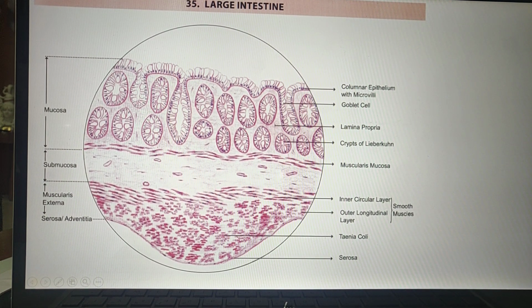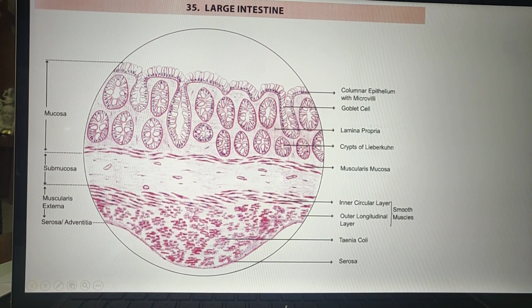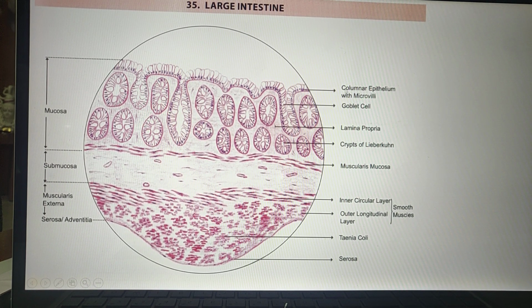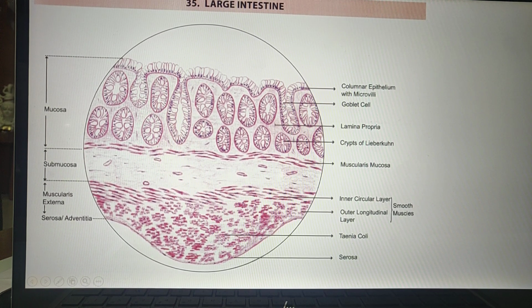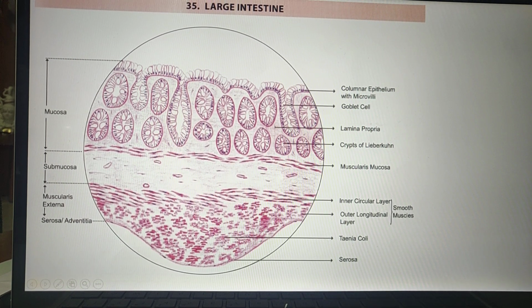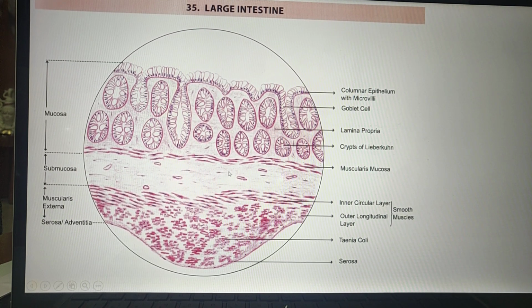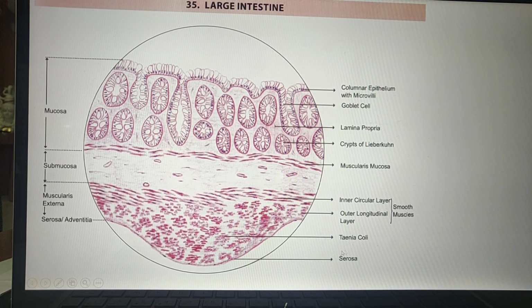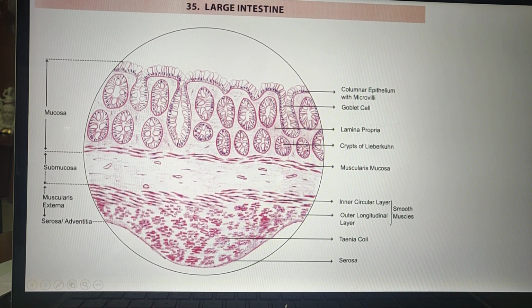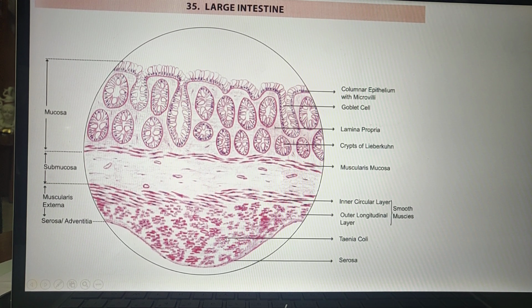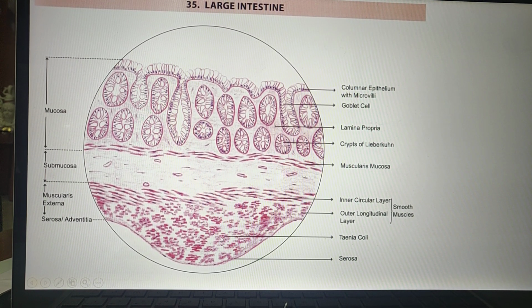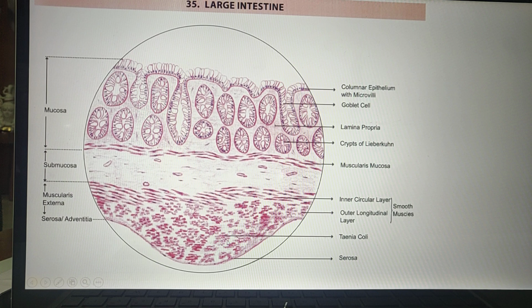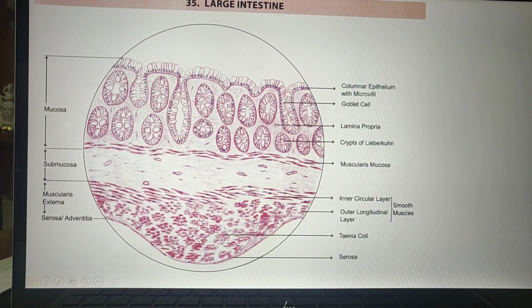So here you can see this is the slide of the large intestine. It is lined by the columnar epithelium, and you have to remember there are more goblet cells as compared to the small intestine. The remaining structure is nearly the same. You also see the taenia coli, which are longitudinal muscle fibers present outer to the muscularis externa inside the large intestine.